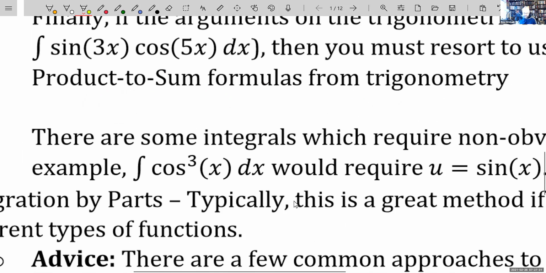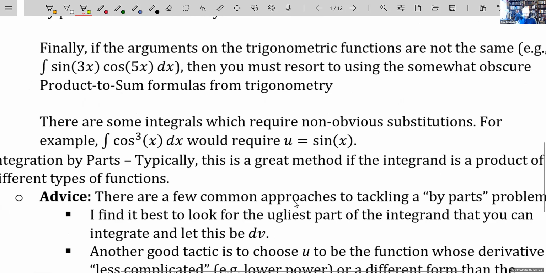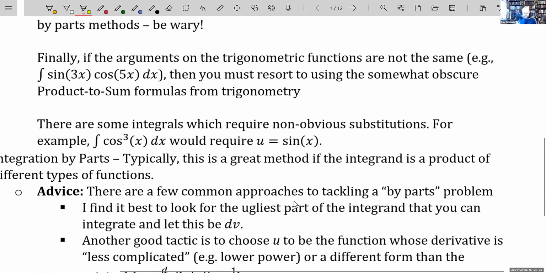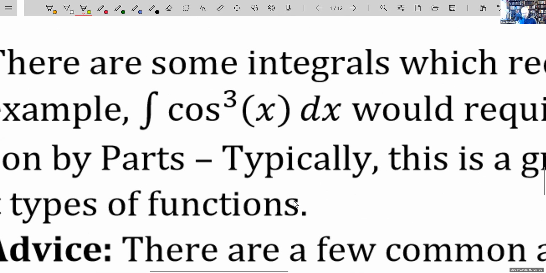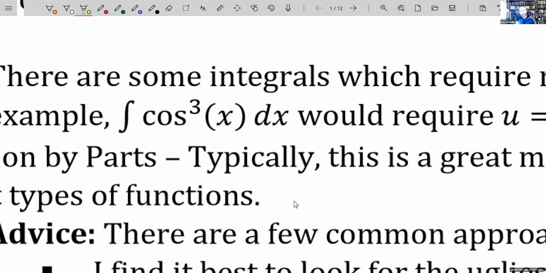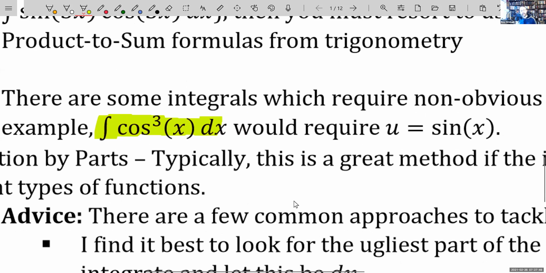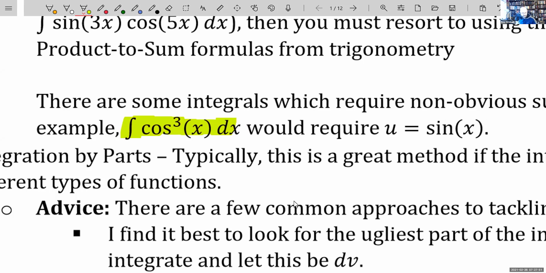So anyhow, there are some integrals which require non-obvious substitutions. For example, cosine cubed, that type of integral. Notice it's an odd power on the cosine. So this one, even though you don't see it there, I would let u equal the sine. So it steals away that odd power of cosine, and then you do the Pythagorean identity.